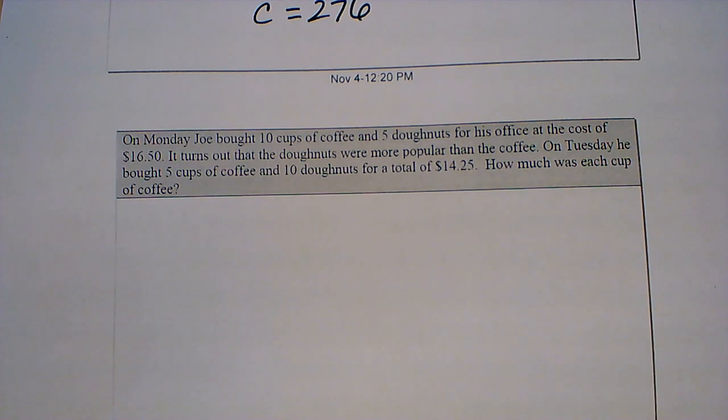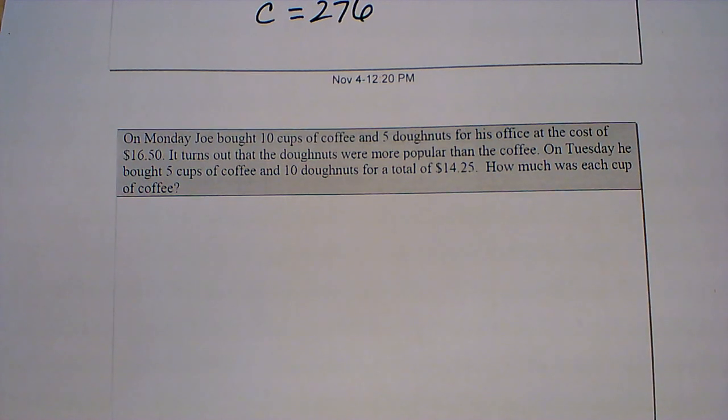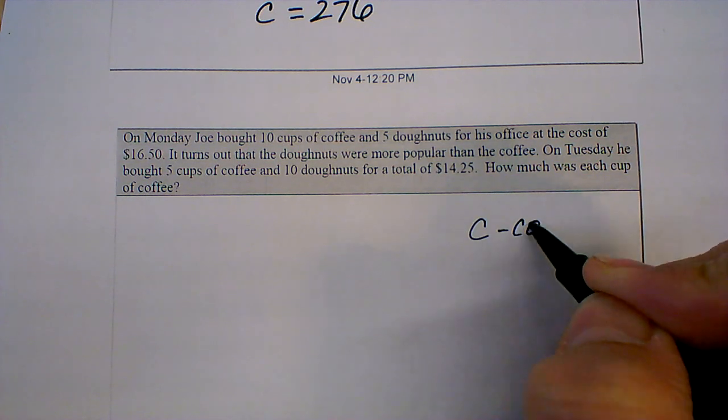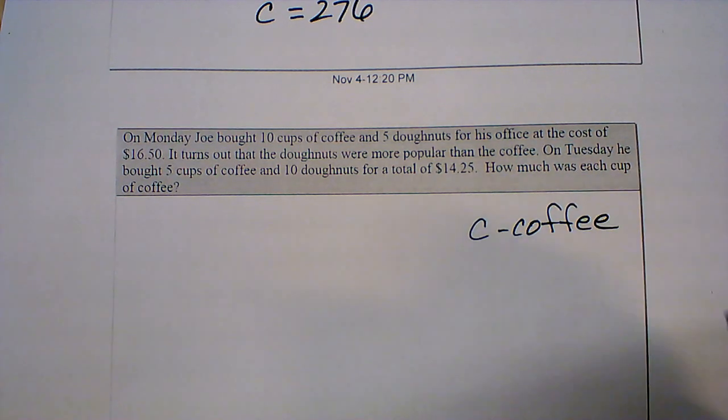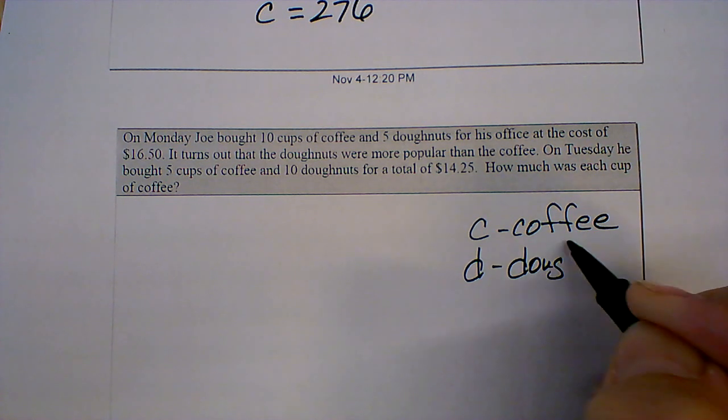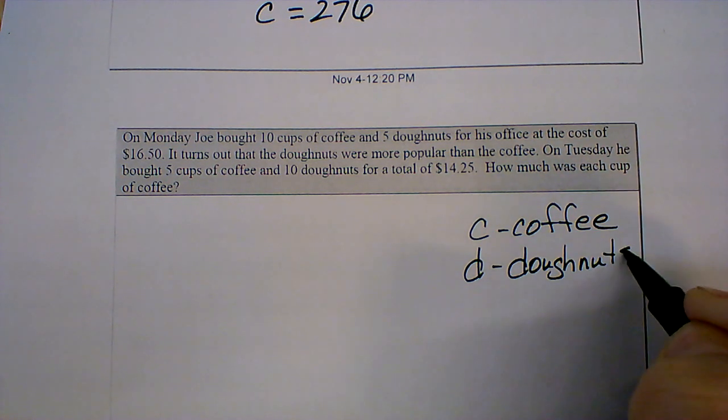So this one says, on Monday, Joe bought 10 cups of coffee and 5 donuts for his office at the cost of $16.50. It turns out that the donuts were more popular than the coffee. On Tuesday, he bought 5 cups of coffee and 10 donuts for a total of $14.25. How much was each cup of coffee? So he's buying coffee and donuts. So we're going to use C as our variable for coffee and D as our variable for donuts.